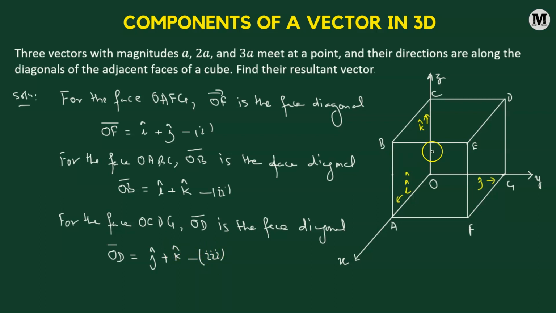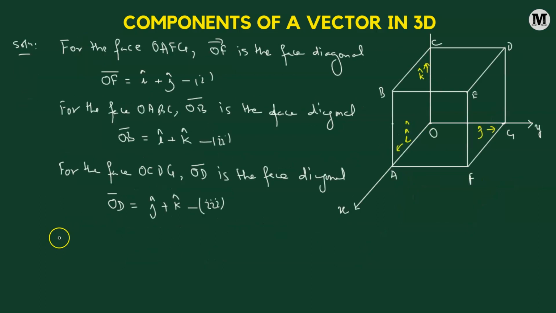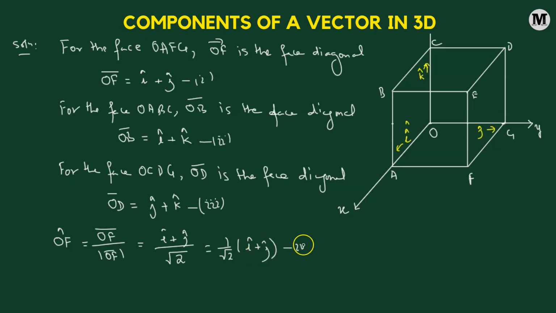Now we have the vectors along the face diagonals. Now what we'll do is find the respective unit vectors. So we can find the unit vector in the direction of OF, which is going to be equal to the OF vector divided by its magnitude. What is the OF vector? That's i cap plus j cap. When you divide it by its magnitude, that's simply going to be square root of 2. So we have 1 over square root of 2 multiplied by i cap plus j cap. We're going to label this as number 4.